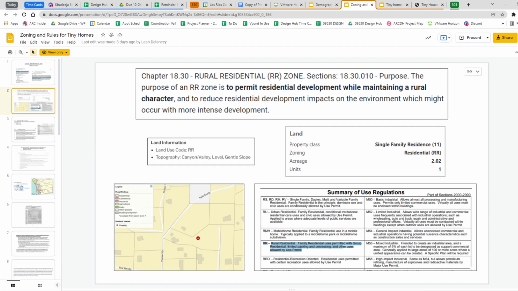restrictions and requirements. Now, SB 9 changes this a little bit, but she did find that this site is rural residential, which allows group residential, limited, and other uses allowed by use permit. So, that's really cool right there. That says that this is an opportunity right there. It is in the summary of use regulations. So Leah found that this is allowed.